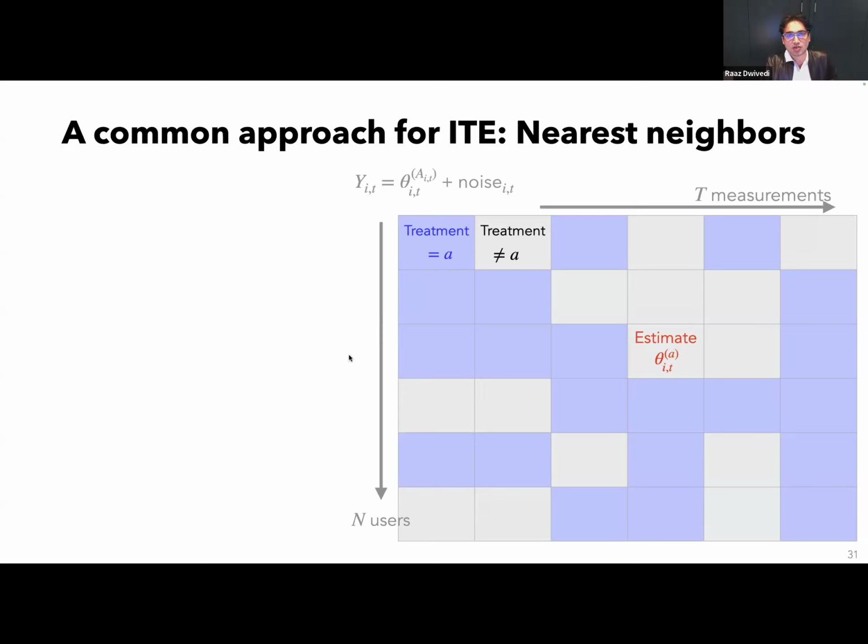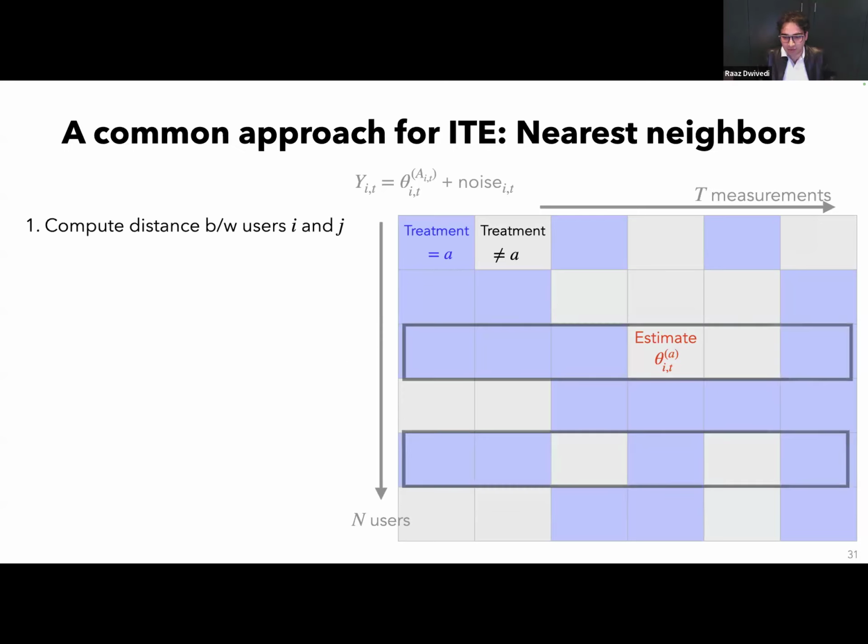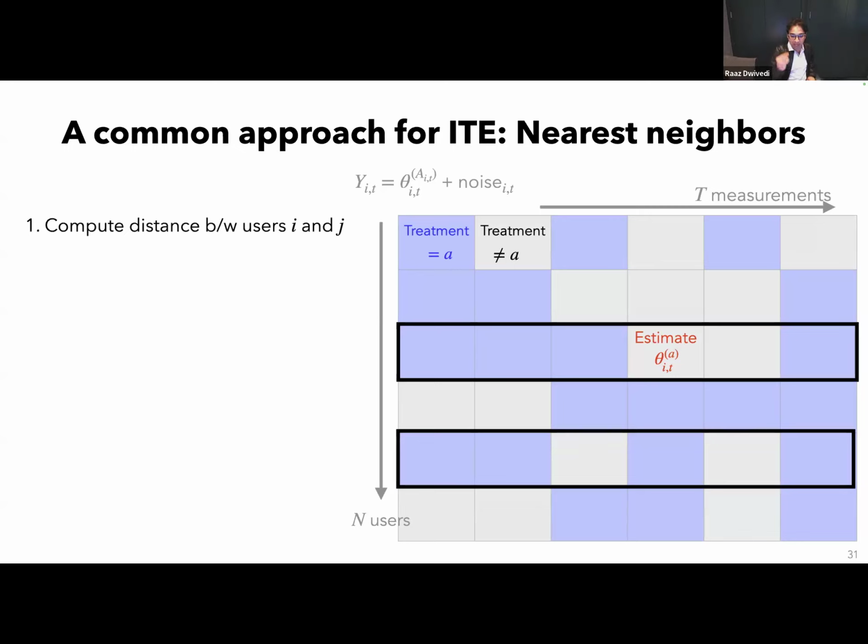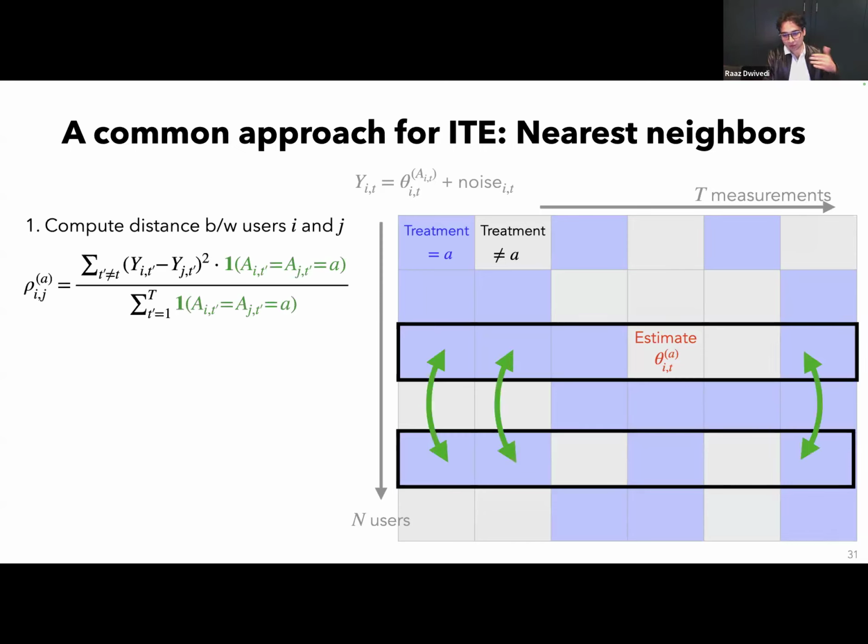So how nearest neighbor would do it: first it finds which users are like user i, using all the measurements. You look at row i and compare it with all other rows. That gives you a distance between row i and row j, which we denote by rho_ij^A, which is literally the mean square distance between the two rows when both of them were given treatment A at the same time. So we are only using data from treatment A, not from the other treatment. It's because of the model we are assuming.